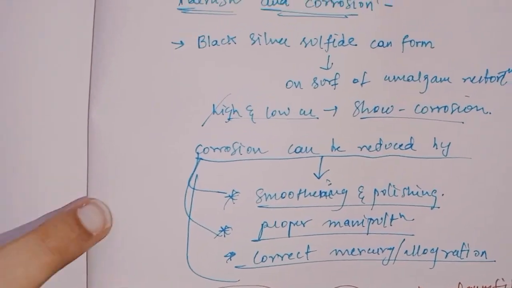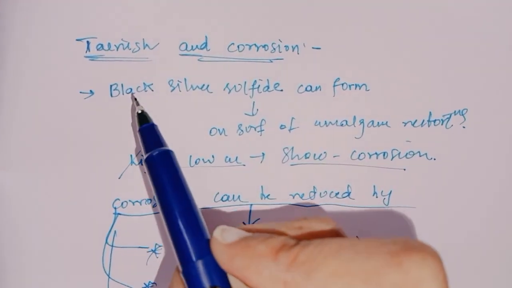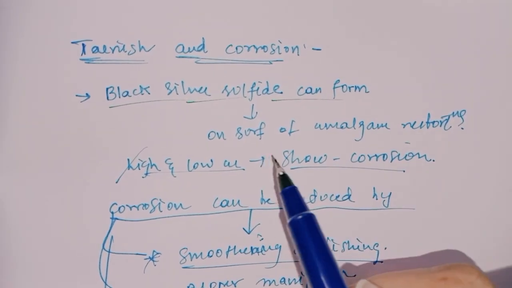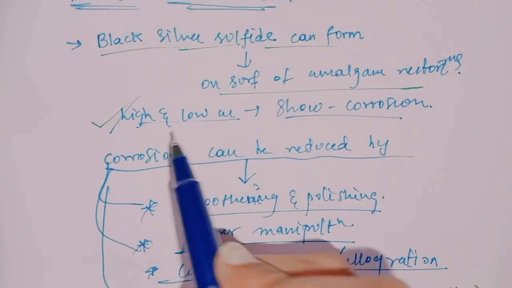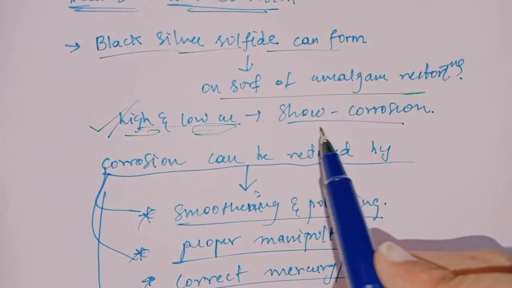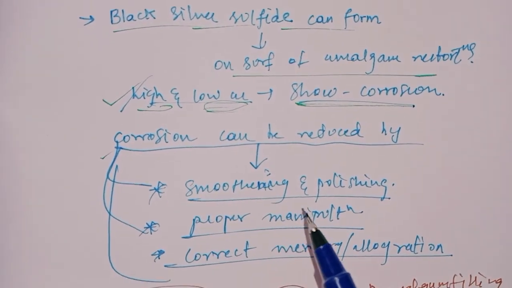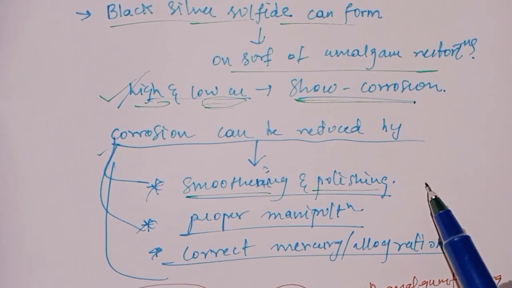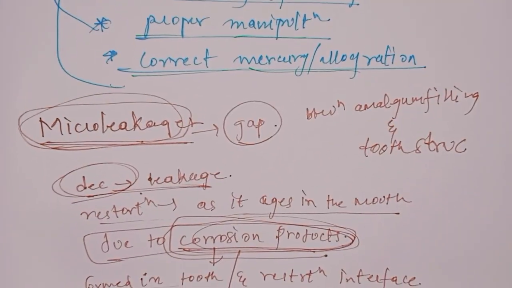Next, we studied tarnish and corrosion. Black sulfide can form on the surface of amalgam restorations. Both high as well as low copper alloys show corrosion. Corrosion can be reduced by smoothing and polishing of restorations, by proper manipulation, and by correct material alloy ratio.